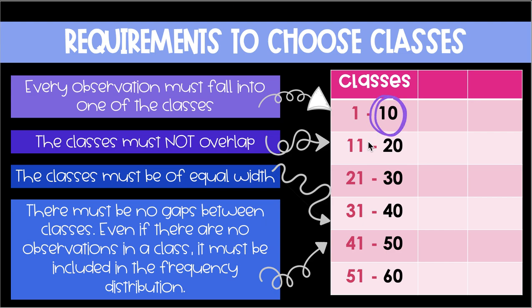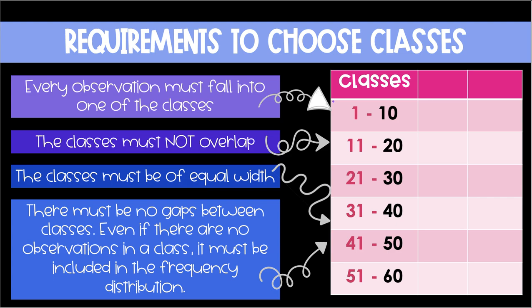Notice how this class ends at 10 and the next one starts at 11. I cannot have 10 here and the next one start at 10, because if I have the value 10, which one of the two am I going to put it in? That's why the classes should not overlap.